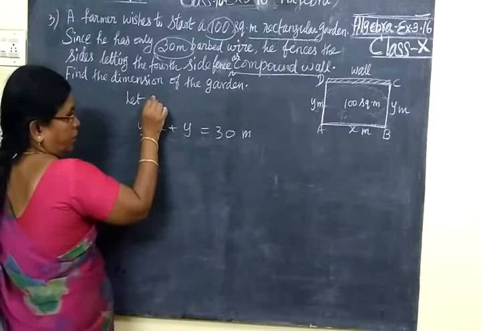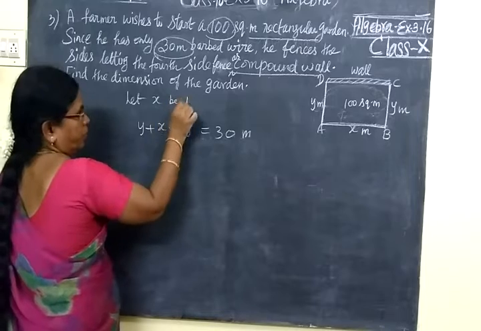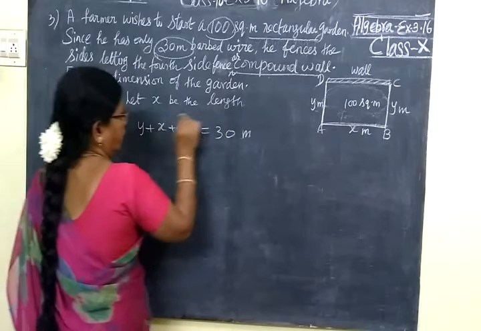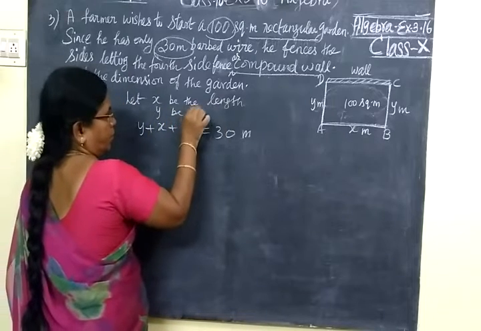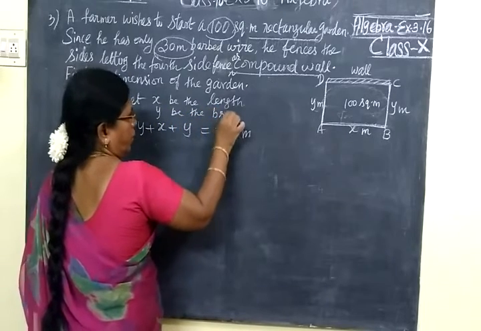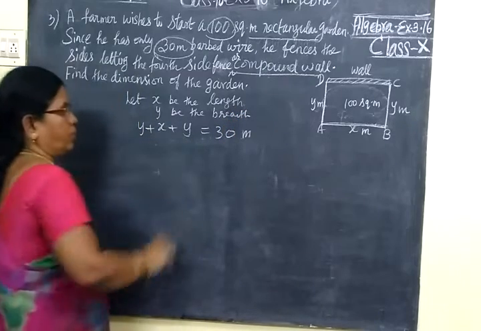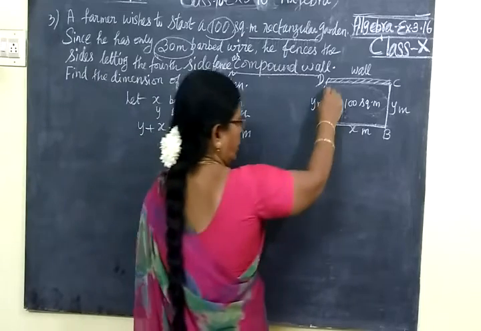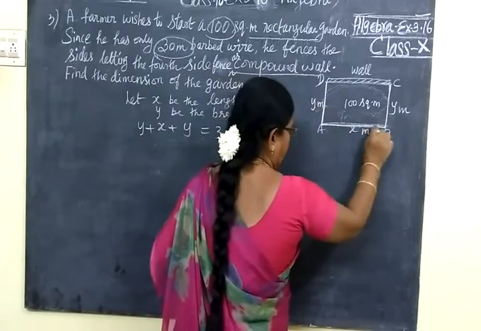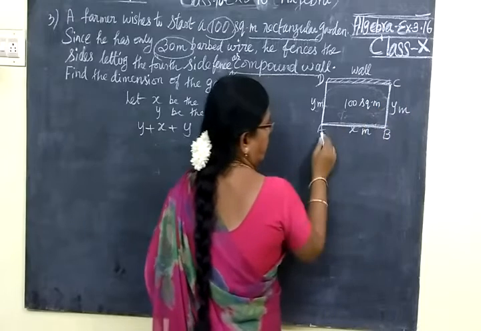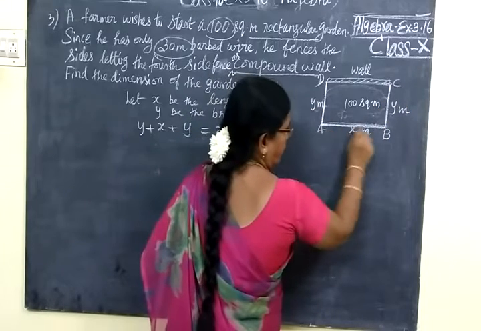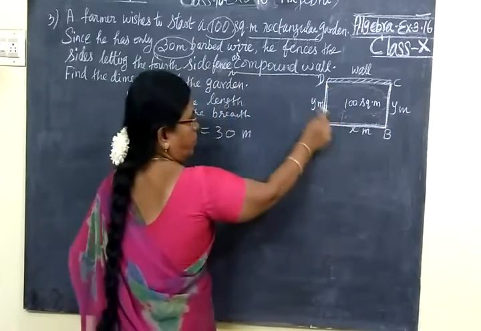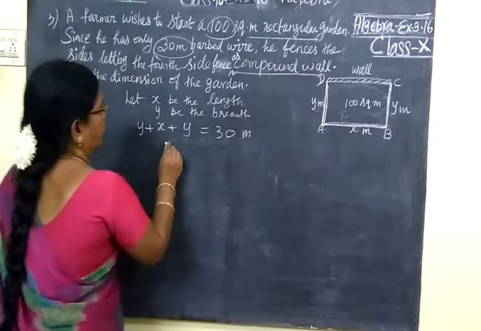Here we will let x meter be the length and y be the breadth of the rectangular field. So given y plus x plus y equal to 30 meters. So using the wire, he is making the fencing like this. Length is x, breadth is y, again this breadth is y. So y plus x plus y equal to 30 meters.